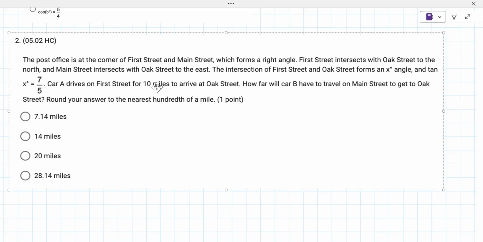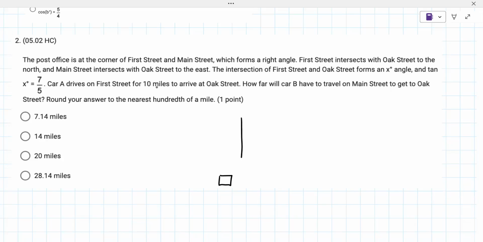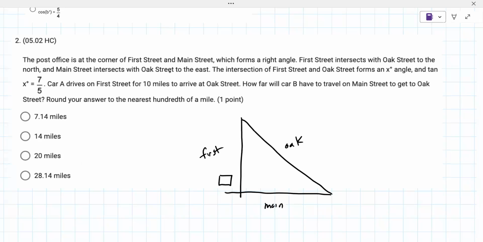All right, so the hard thing here is actually drawing the picture. It says the post office. I don't even know where to start here, so we'll just call that the post office, is at the corner of First and Main. Main Street intersects with Oak Street to the east. So let me see if I can do this. This is Main. This is First, and this is Oak. Let's see if that's right.